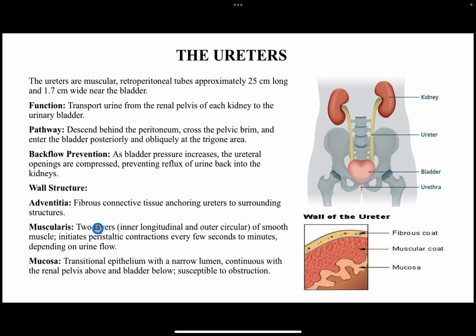We have the middle layer, which is made up of inner longitudinal and outer circular smooth muscles. This is the layer that initiates peristaltic contraction every few seconds to minutes, depending on urine flow. And then we have the innermost layer, which is the mucosa, made up of transitional epithelium with a narrow lumen, continuous with the renal pelvis above and the bladder below, susceptible to obstructions.